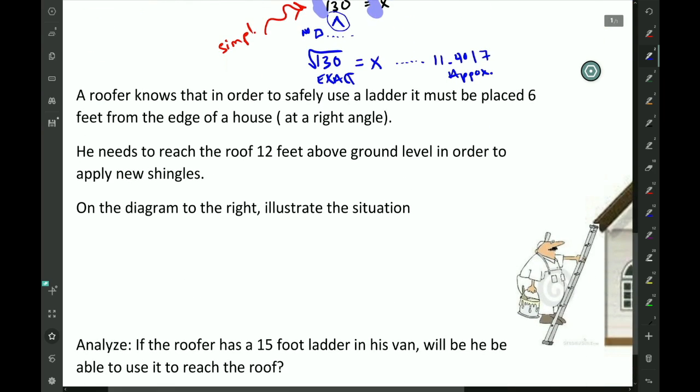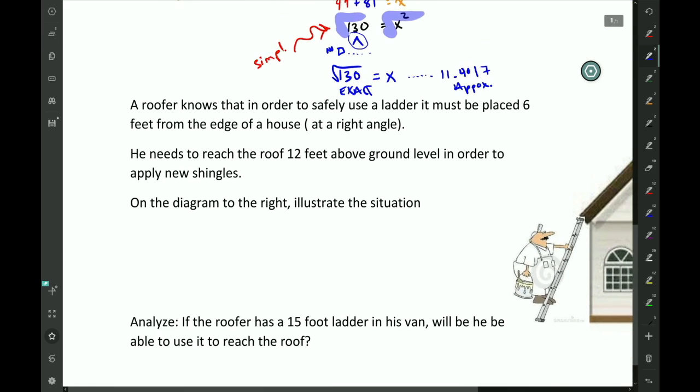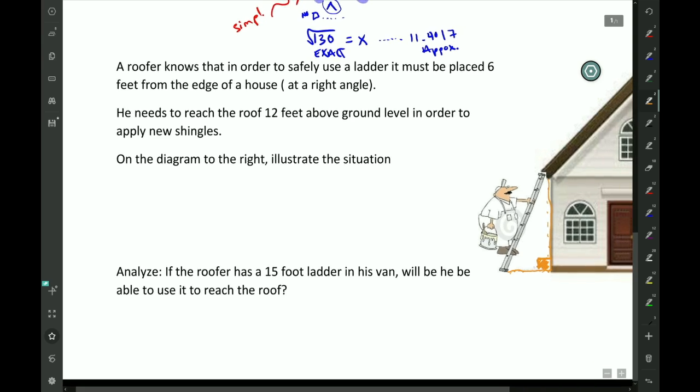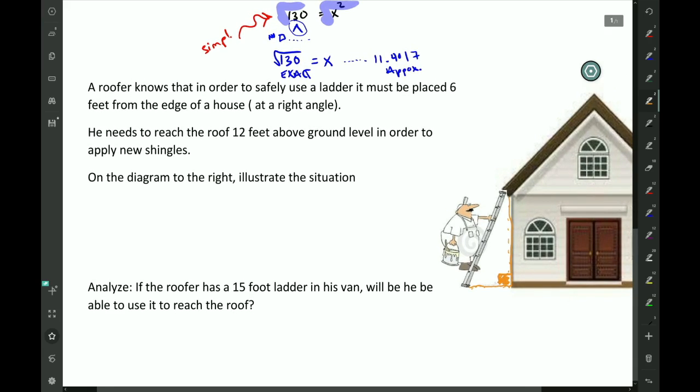A roofer knows that in order to safely use a ladder. So here's more of our real world. There actually are a lot of different triangle problems out there, okay? A lot of what we deal with is triangle, and you'll actually take a whole class called trigonometry, which is all based off of it, okay? So a roofer knows that in order to safely use a ladder, it must be placed 6 feet from the edge of a house at a right angle.